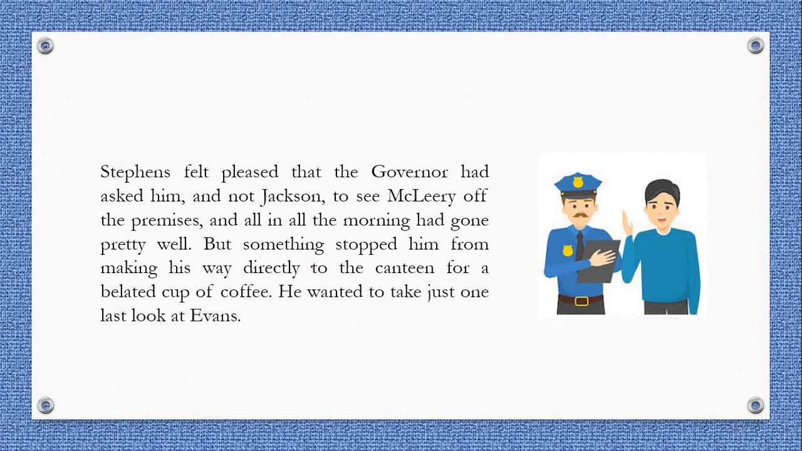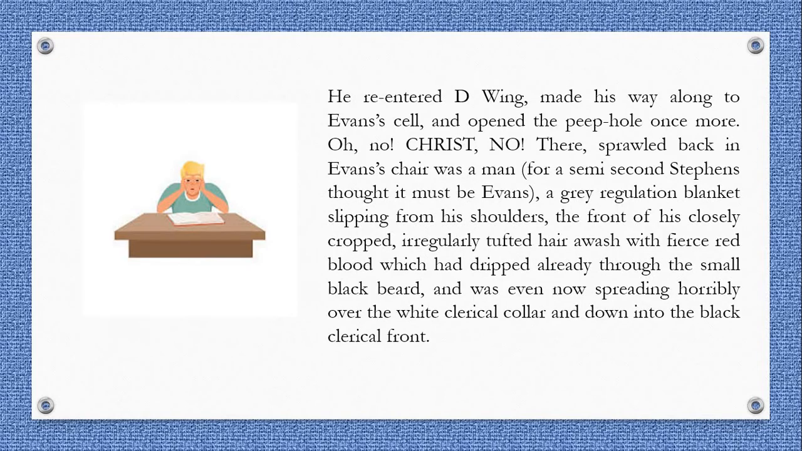Still, after the examination was over, the officers were really not convinced that things were under control. So this is what they wanted to cross-check time and time again. He re-entered the D wing, made his way along to Evans' cell, and opened the peephole once more. "Oh no, Christ, no!" There, sprawled back in Evans' chair, was a man.